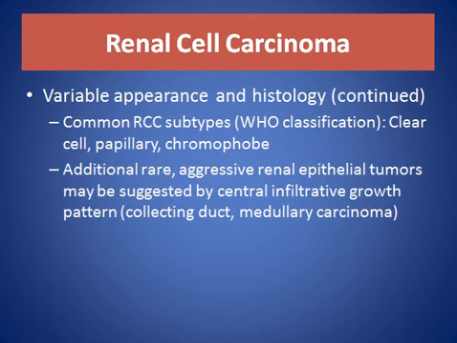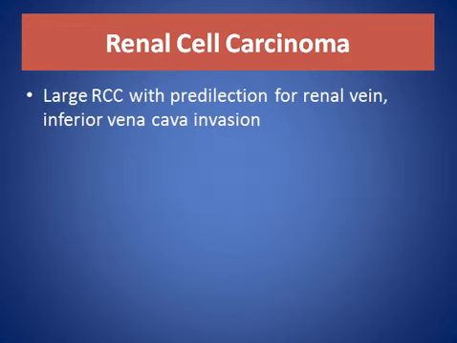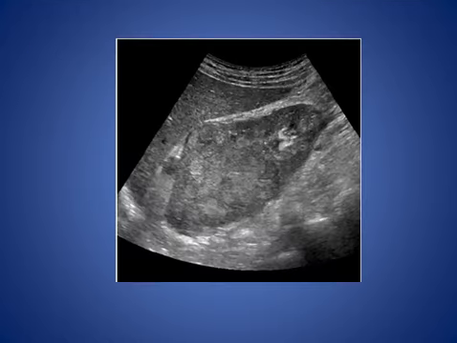Variable appearance and histology. Common renal cell carcinoma subtypes, WHO classification: clear cell, papillary, and chromophobe types. Additional rare aggressive renal epithelial tumors may be suggested by central infiltrative growth pattern, collecting duct and medullary carcinoma. Large cell carcinoma with the predilection for renal vein and inferior vena cava invasion.